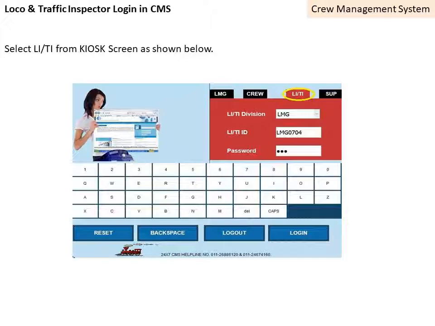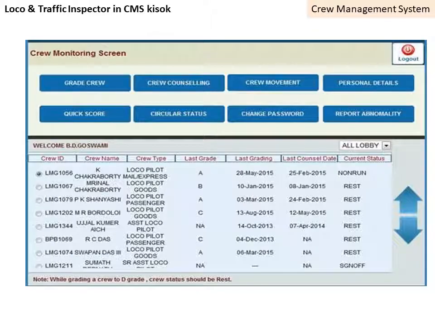It will go to the concerned crew. While feeding the biodata of the crew, we can update the loco inspectors' names, and the loco inspectors' names will be displayed here as allocation of the crew. It will be displayed in the loco inspector's module. The loco inspector can be alerted about gradation of the crew, the counseling particulars and the crew movement. They can do crew movement by using this kiosk or Chalakdal.